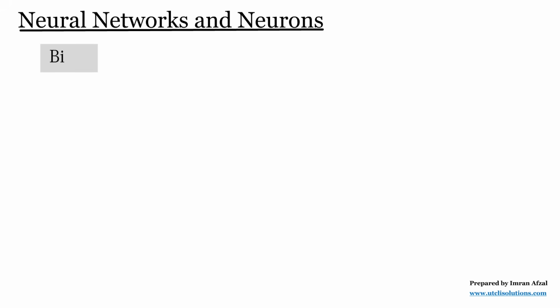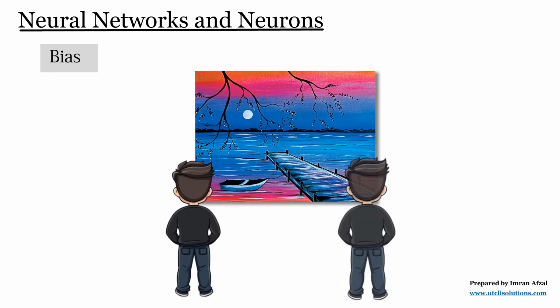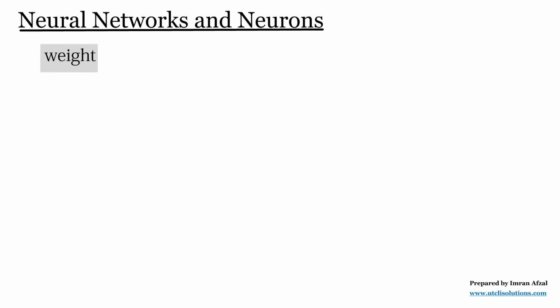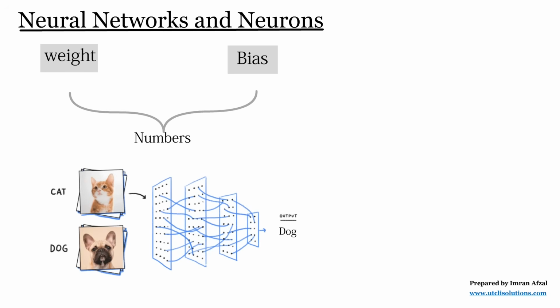Neurons also have something called a bias. This bias helps the neuron shift its decision a little, just like someone's personal opinion might affect how they decide. Both weights and biases are numbers that the network adjusts during training. When the network gives a wrong answer, it changes the weights and biases slightly. It keeps doing this over and over until the answers get better. This process is how learning happens inside the network.